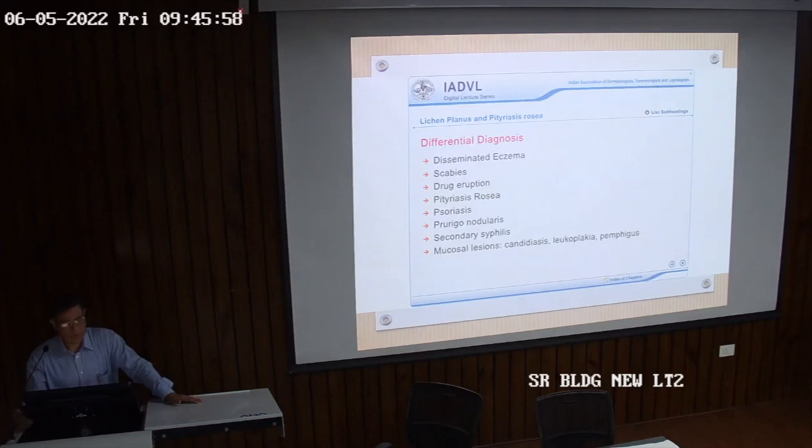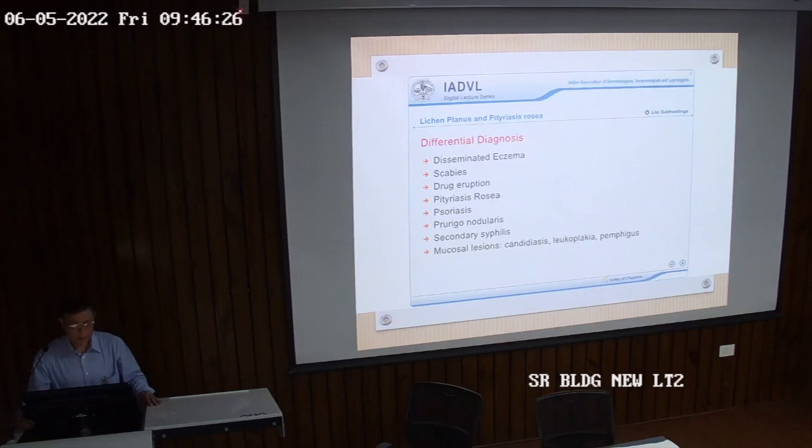Drug eruptions, certain drug eruptions may be confused with lichen planus. Some of them are violaceous in appearance. Such types of lesions we call lichenoid. Lichen planus is a classical entity. Similar to lichen planus, all others are lichenoid, where the histopathology is that of lichen planus. So certain drug reactions are similar to lichen planus, what we call lichenoid drug reactions.